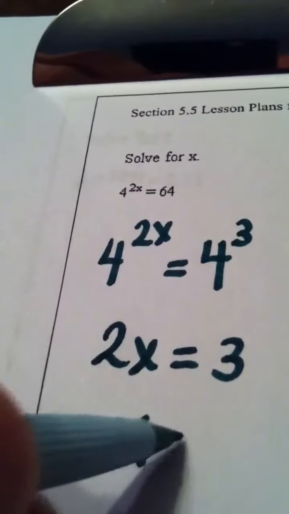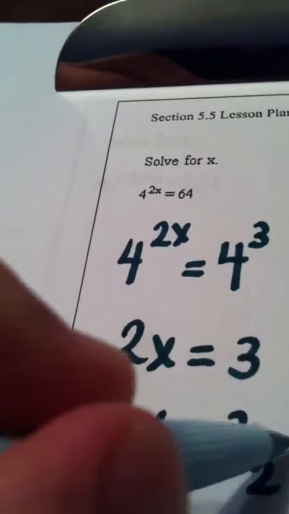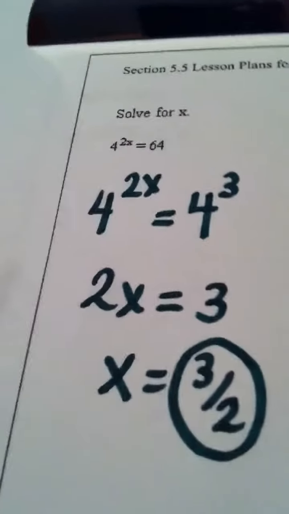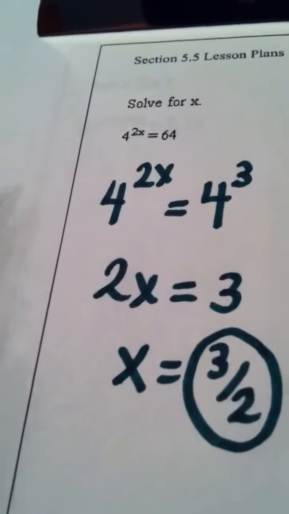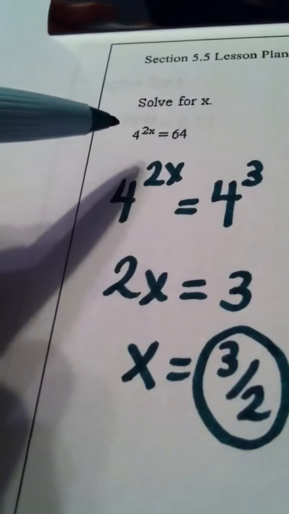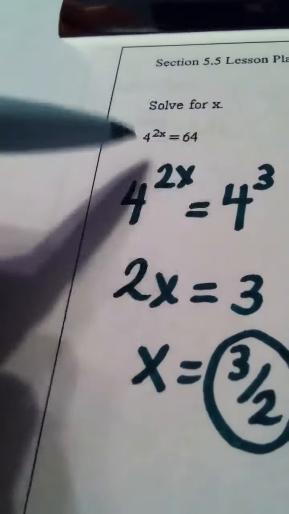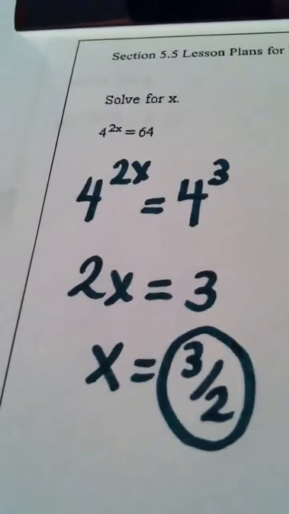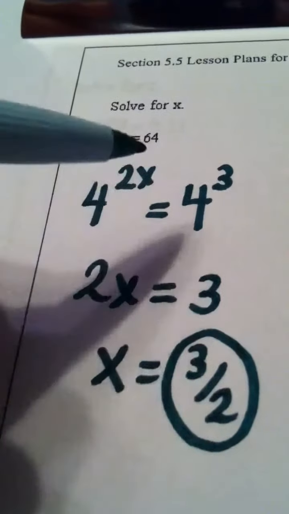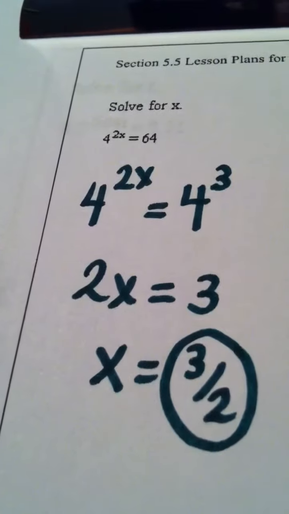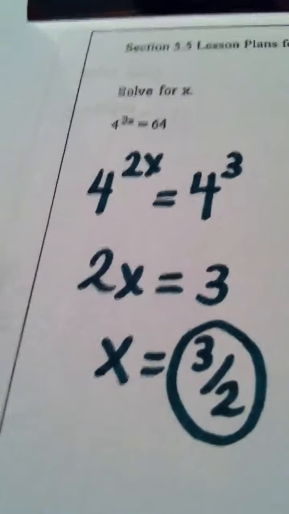divide by 2, and we get the answer 3/2. And we do not have to check answers for exponential equations because with an exponential equation the domain is going to be the set of all real numbers, so if we did the problem right, whatever answer we got is going to be correct. So we're done with that first one.